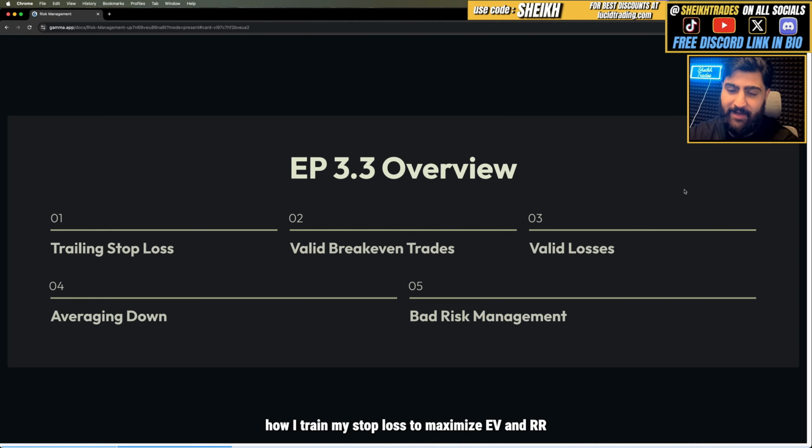The fourth one, averaging down. I've done some ugly things, averaging down into a losing position, so I get a better entry, oversizing, hoping and having that copium of the trade working. Big no-no. The fifth is bad risk management, having no plan on my risk management, having no plan when I take the trade, leading into missing gainers. And the first thing that we start with is trailing stop loss.